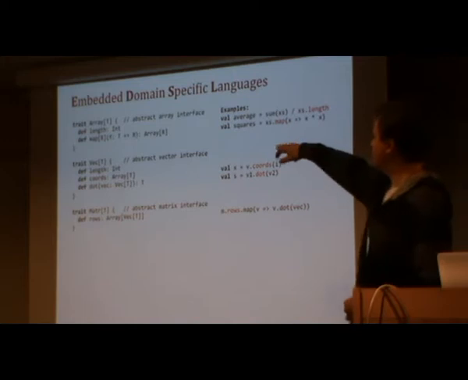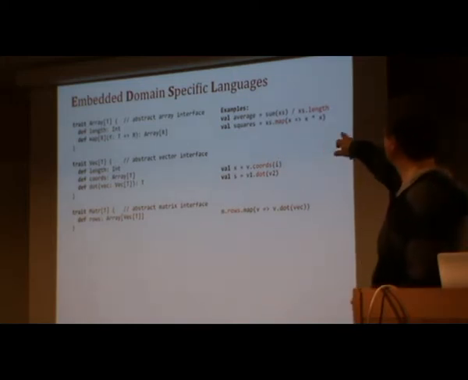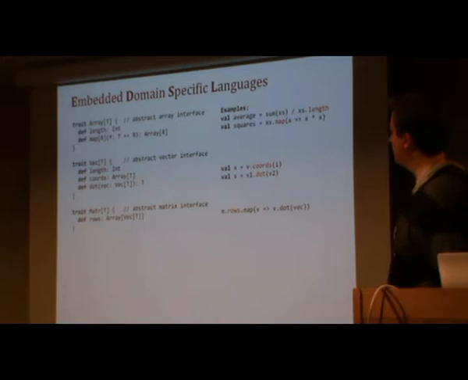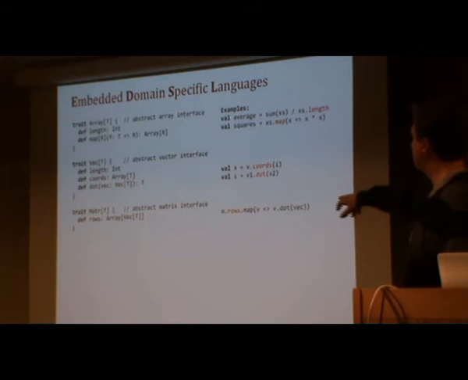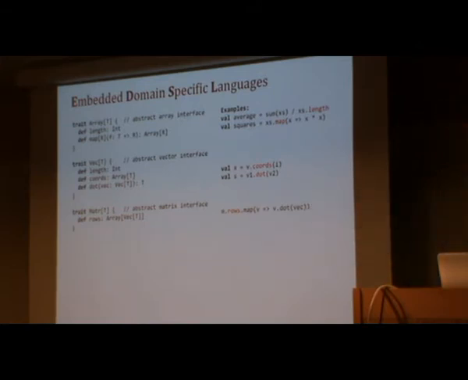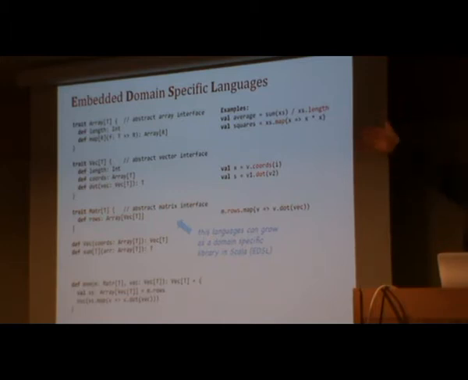We have an interface with two methods, and we can use it like this. We have vectors, with methods like this, and also a matrix. For this particular example, we need only this method, just to minimize this language. But this language can grow as a domain-specific library, for example, in Scala. So this is an embedded domain-specific language, and this is what is necessary to write this particular file.